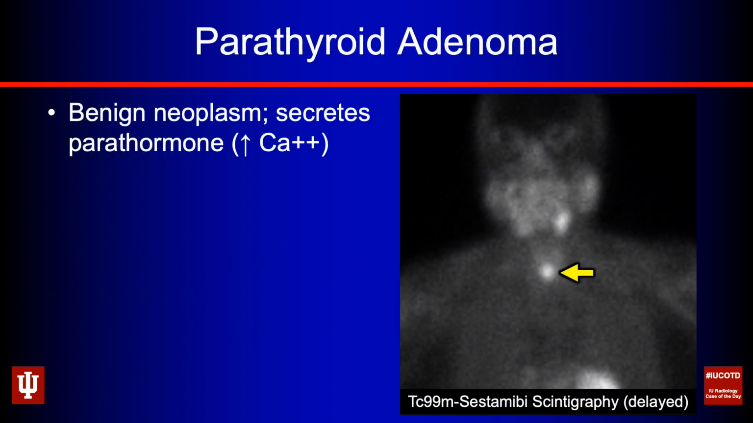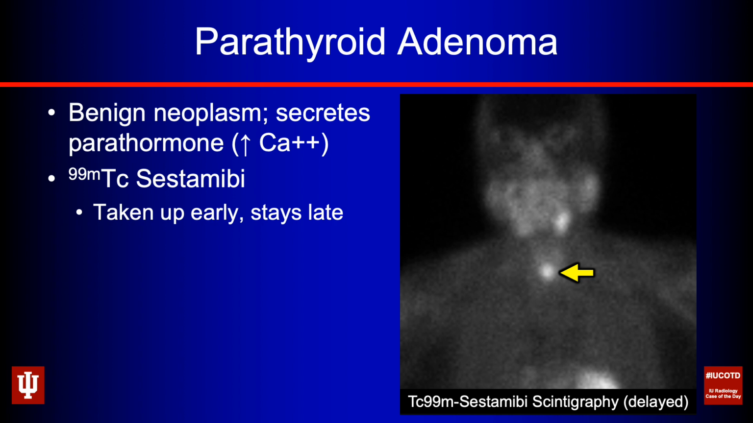And really, the hallmark lesion to know about here is a parathyroid adenoma. This is a benign neoplasm. It does secrete parathormone, so these patients will have elevated calcium or elevated free calcium levels. When we image these with Tc-99m sestamibi, you see early uptake, and it sort of stays late. You can combine that with SPECT CT to have a much more sensitive evaluation as well.